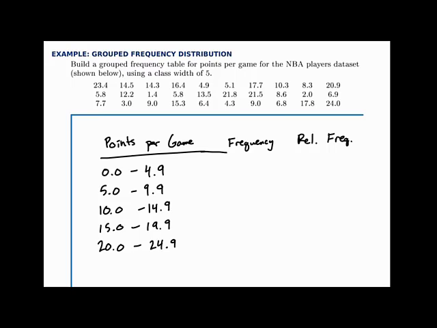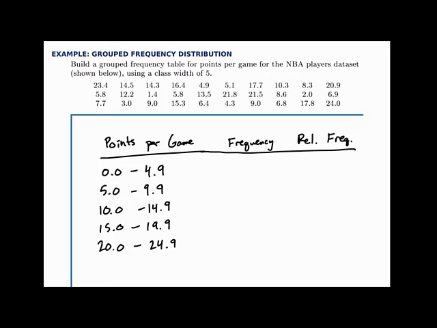Since there are 30 values here in our data set, once we have the frequencies, we'll just divide each one by 30 to get the relative frequency. We won't show this in detail for all of these classes, but just for the first class, from 0 to 4.9, we'll go through and select all the ones that fit into that category.